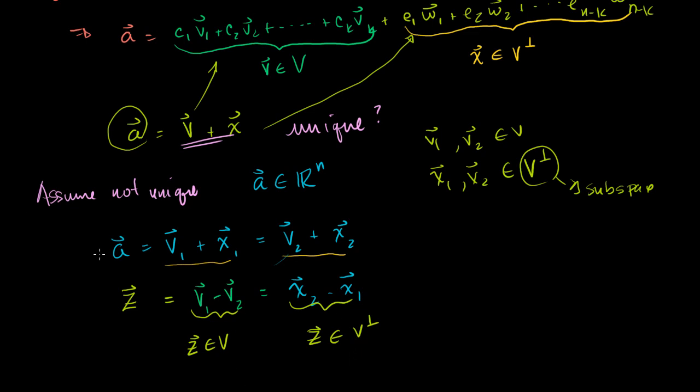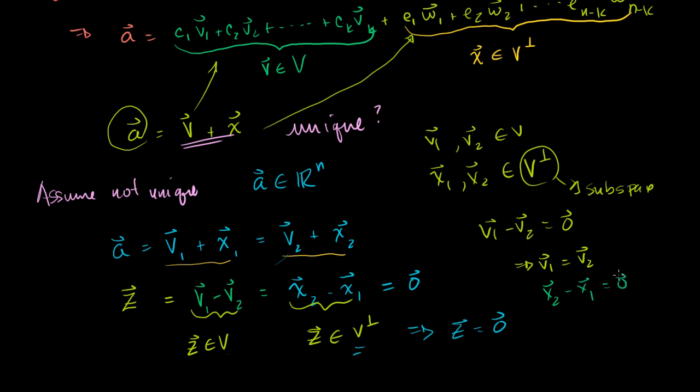Well, we've done this multiple times. This was the first thing we showed in the video. The only vector that is a member of a subspace and its orthogonal complement is the 0 vector. So z has to be equal to the 0 vector. Well, if both of these are equal to the 0 vector, we know that v1 minus v2 is equal to the 0 vector, which implies that v1 must be equal to v2. And we also know that x2 minus x1 is equal to the 0 vector, or x2 is equal to x1.